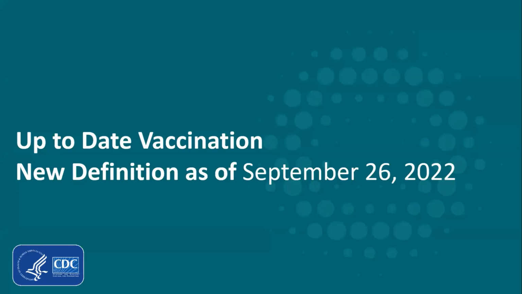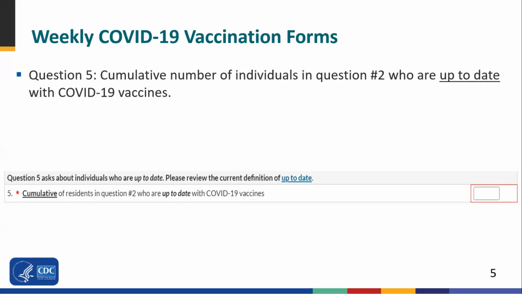Now, let's begin reviewing the new up-to-date definition for COVID-19 vaccination. The image on this slide shows the question on up-to-date COVID-19 vaccination status for the COVID-19 vaccination modules. Facilities should report the cumulative number of individuals who are up to date with COVID-19 vaccines for question 5.